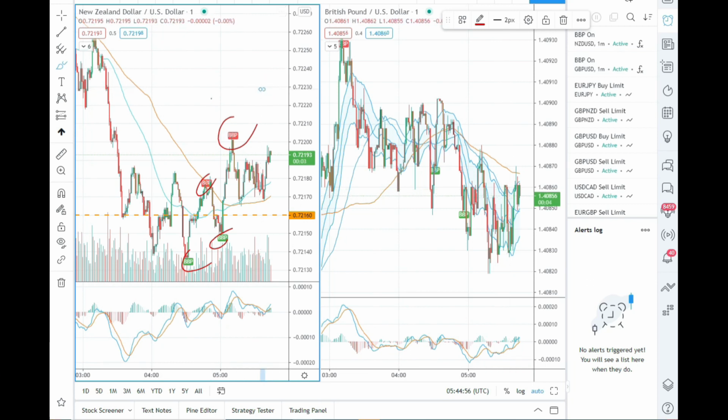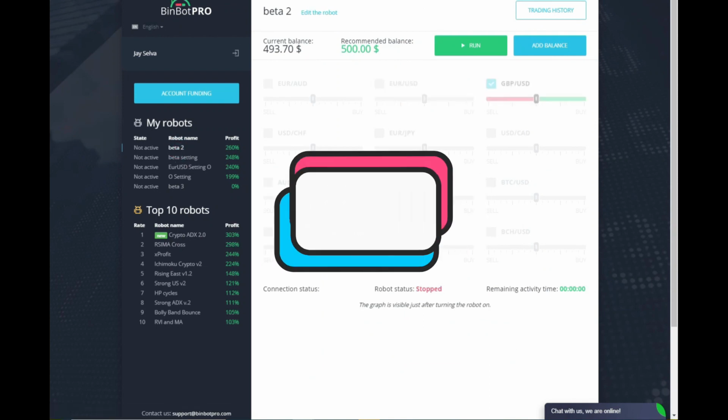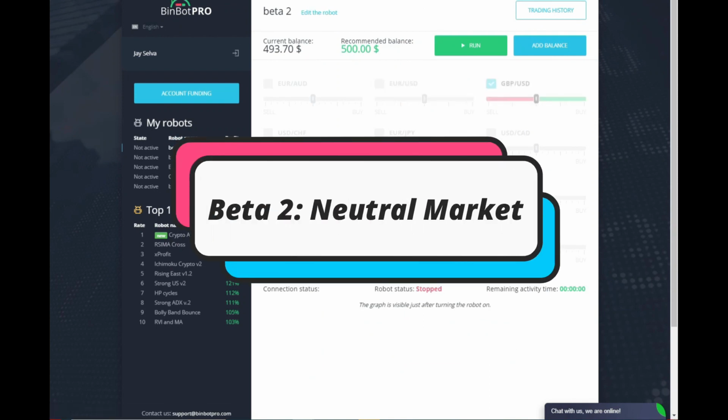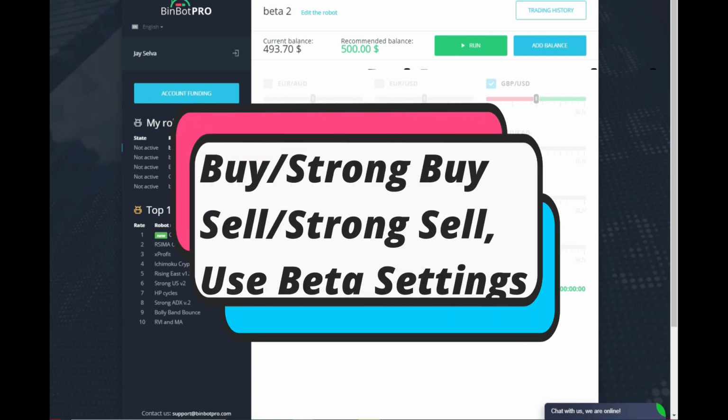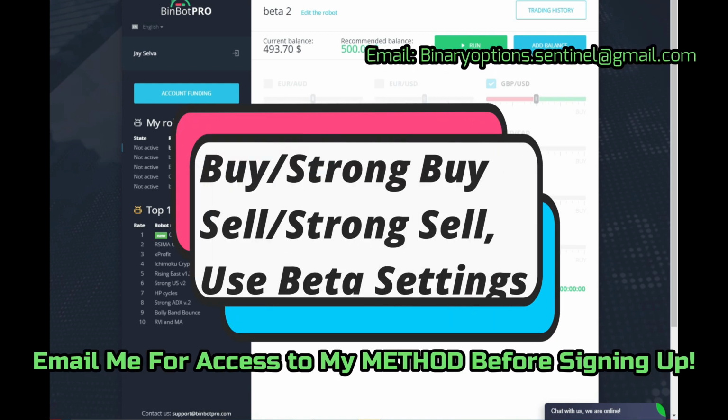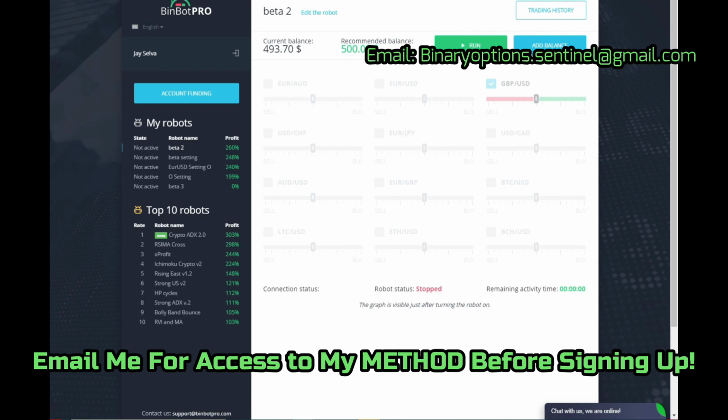Currently we use beta 2 for a market that is neutral under the investing.com technical summary, and if it is other than neutral, which is a buy, strong buy, sell or strong sell, I will use beta settings instead. In the meantime, I'll wait for the alert to pop up.